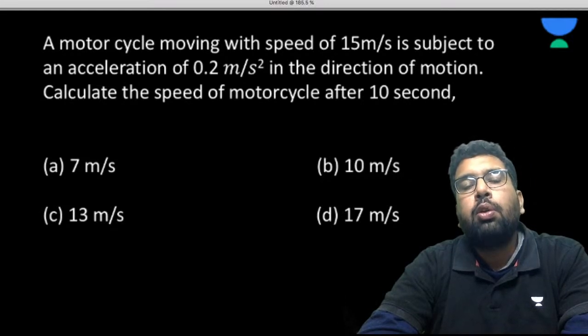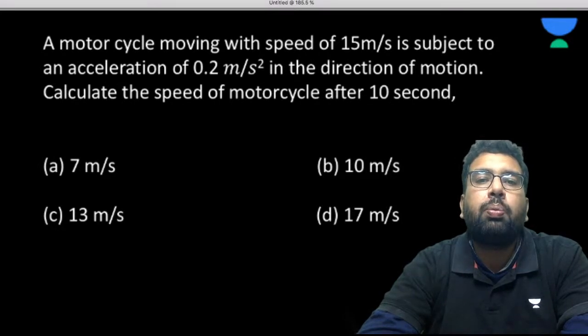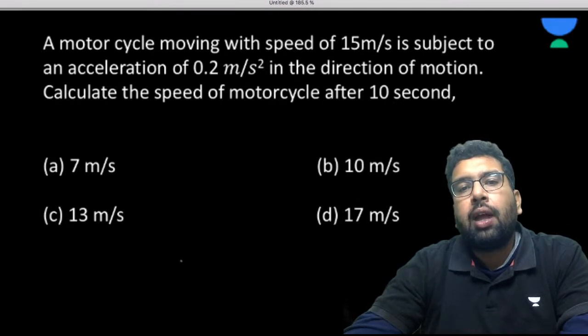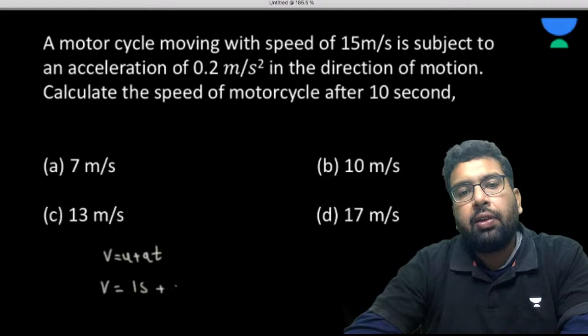Very good. It says a motorcycle moving with a speed of 15 meter per second is subjected to an acceleration of 0.2 meter per second square in the direction of motion. Calculate the speed of motorcycle after 10 seconds. So V is equal to U plus at. Initial velocity is 15, acceleration is constant, 0.2, and time is 10.